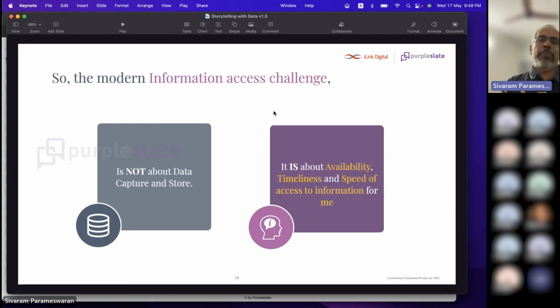So to sum it up, the modern information access challenge, we feel, is not about data capture and storage. I think the unit cost of storage has come down drastically.